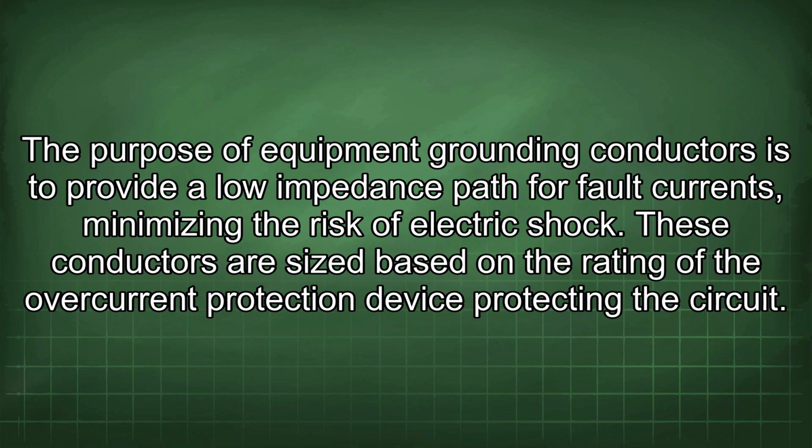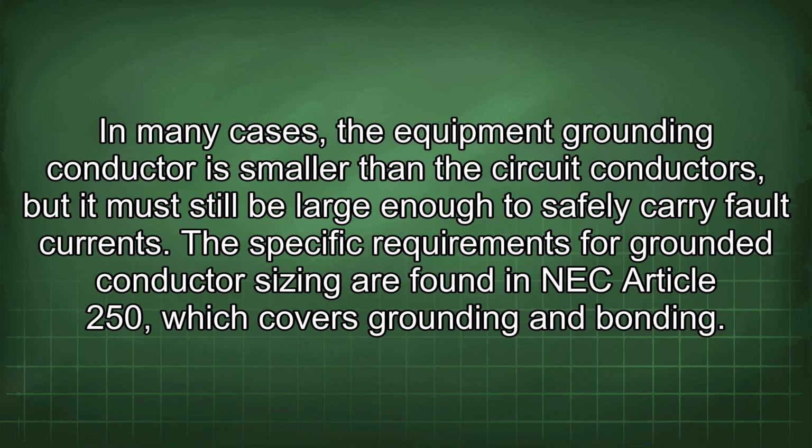The purpose of equipment grounding conductors is to provide a low impedance path for fault currents, minimizing the risk of electric shock. These conductors are sized based on the rating of the overcurrent protection device protecting the circuit. In many cases, the equipment grounding conductor is smaller than the circuit conductors, but it must still be large enough to safely carry fault currents.